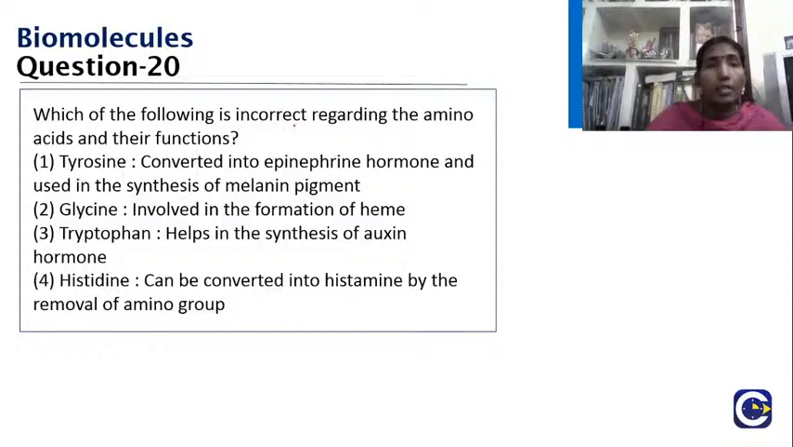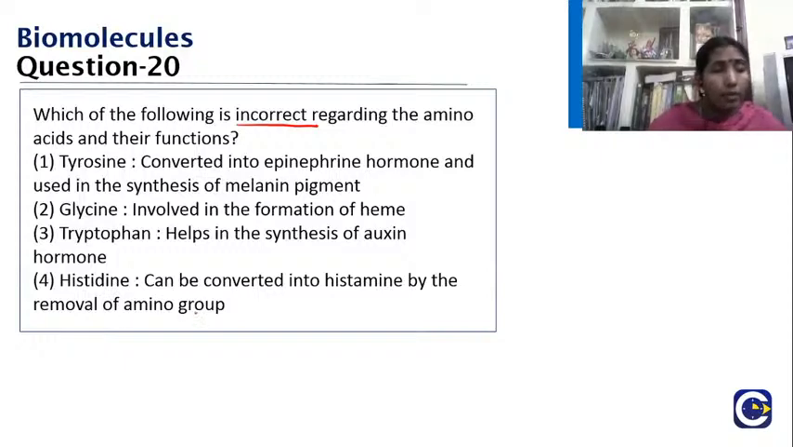Which of the following is incorrect regarding the amino acids and their functions? Somewhere there is an incorrect statement. Okay. Tyrosine is converted into epinephrine and used in the synthesis of melanin pigment. Glycine is involved in the formation of heme. Tryptophan helps in the synthesis of auxin hormone. Histidine can be converted into histamine by the removal of the amino group.